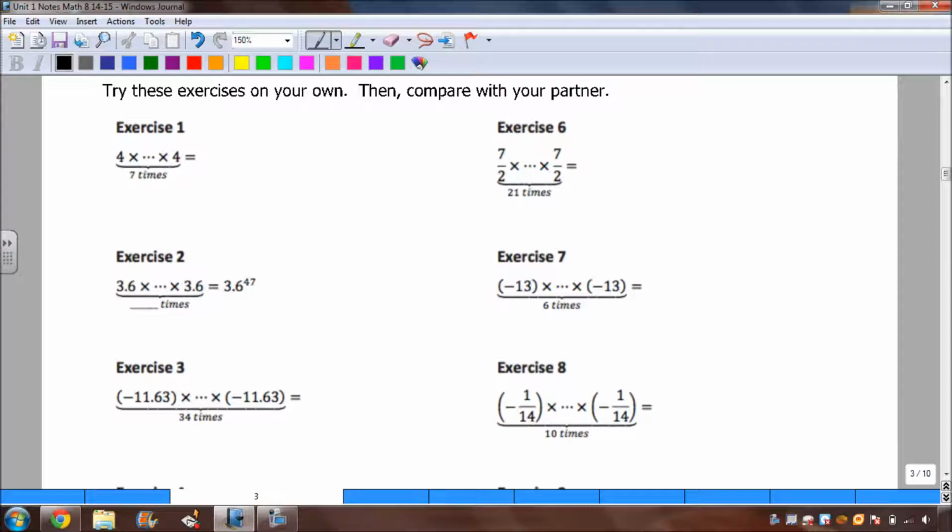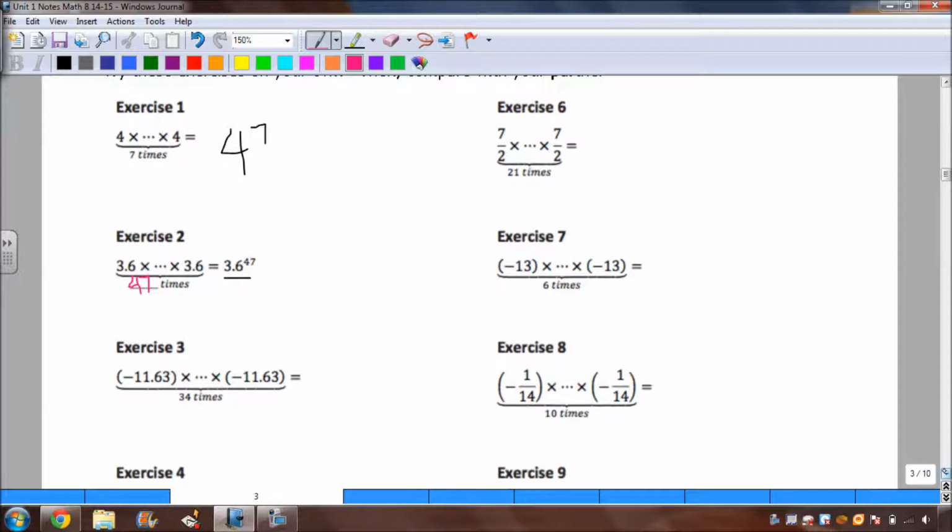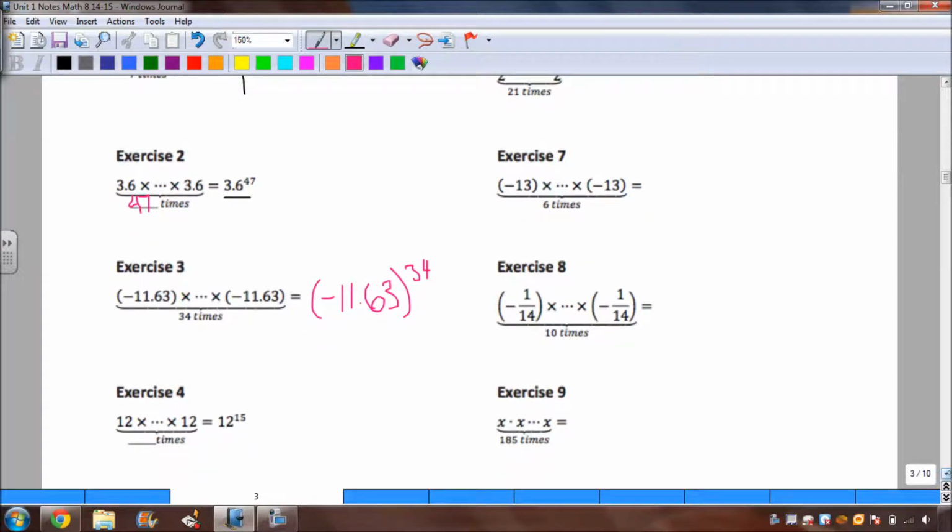All right, in number 1, you should get 4 to the 7th power. With parentheses, without parentheses, totally fine. Number 2, 3.6 raised to the 47th power means that this is being multiplied by itself 47 times. In exercise number 3, you have negative 11.63 raised to the 34th power, and you absolutely do need to have parentheses because that number is negative. And number 4, 12 is being raised to the 15th power, so 12 is being multiplied by itself 15 times.